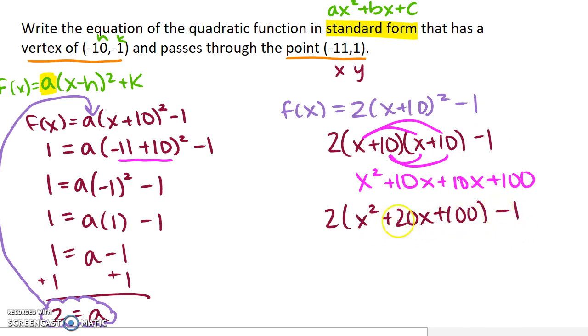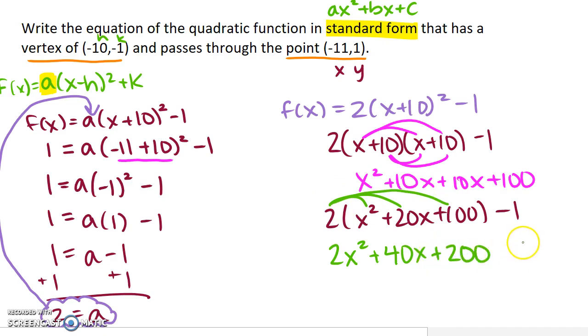Notice how I left this in parentheses. That's because this 2 was being multiplied by the x plus 10 squared. So that means when we multiply it all out, we still have to multiply this 2 to each term here. So when we do that, we'll have 2 times x squared, which is 2x squared, and then 2 times 20x, which is 40x, and then 2 times 100, which is 200. And then don't forget, you still have this -1 on the outside.